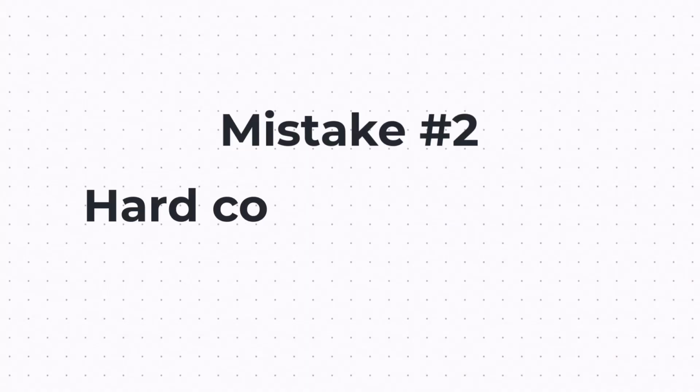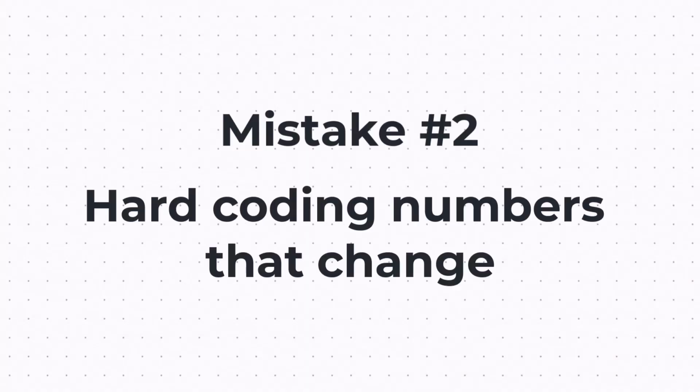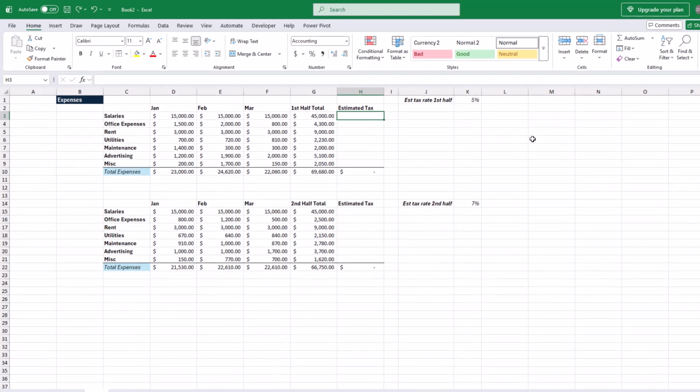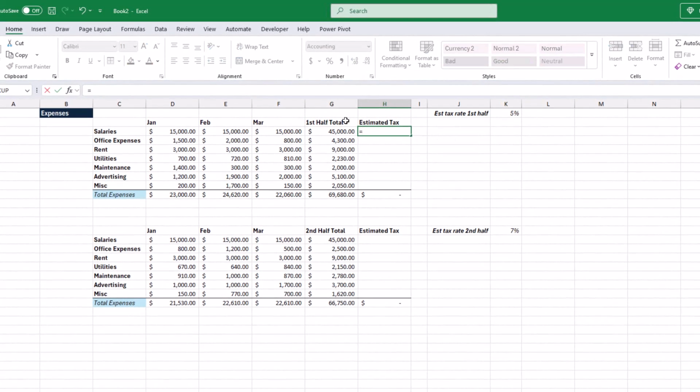Mistake number 2, hard-coding numbers that change instead of referencing a specific cell. Best understood by way of example. What a lot of people do is type in a formula, then within that formula is a value that might change at some point in time. Say a tax rate, because tax rates never change, right?